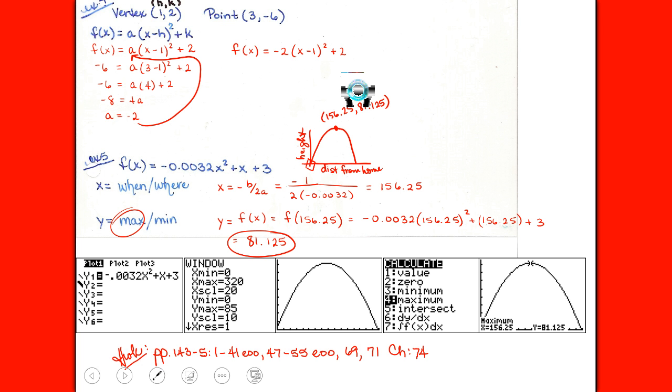All right, so here is our homework for tonight on pages 143 to 145.